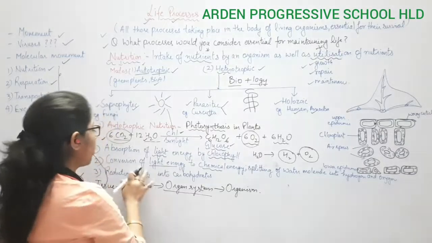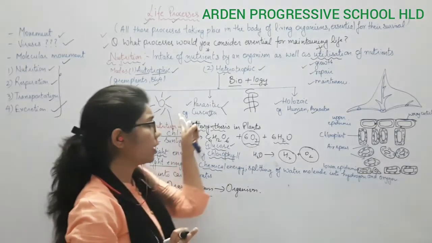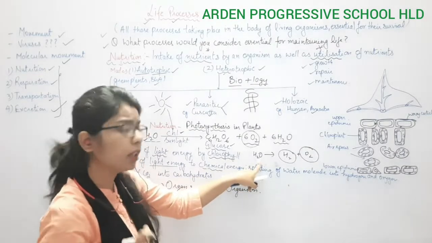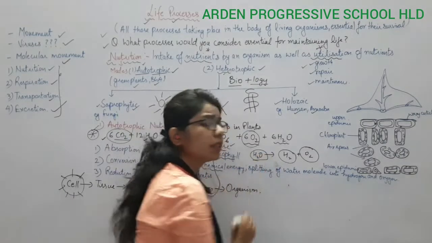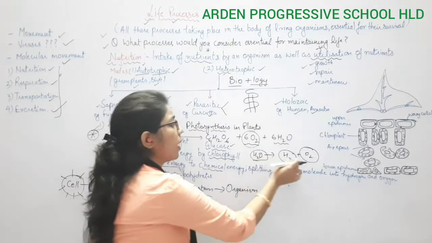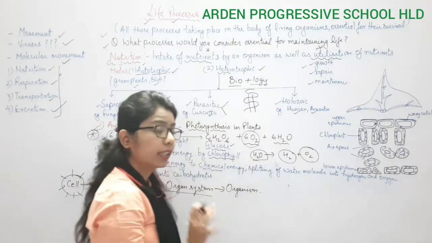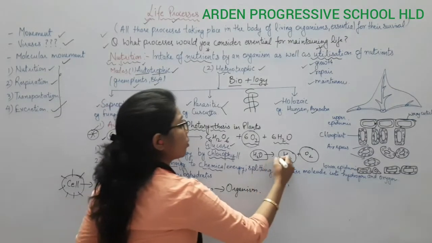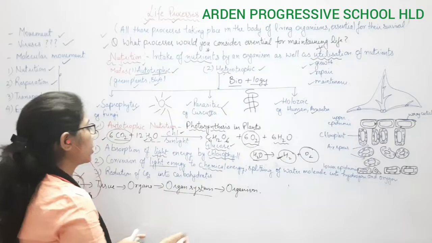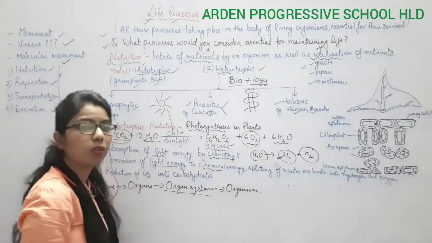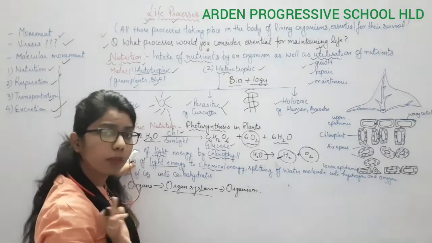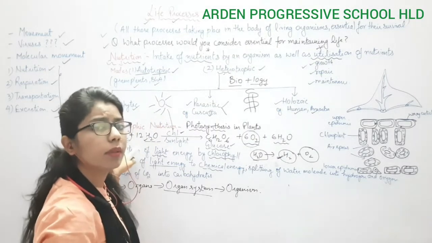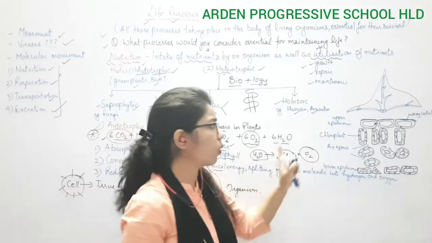So what is the second step? In the second step, the light energy will get converted into chemical energy, as well as there will be splitting of the water molecule, and due to the splitting of the water molecule, it will give hydrogen and oxygen. And in the third step, what will happen? This hydrogen molecule will get attached with the CO2. And where is this CO2 coming from? From the outside sources of the plant.